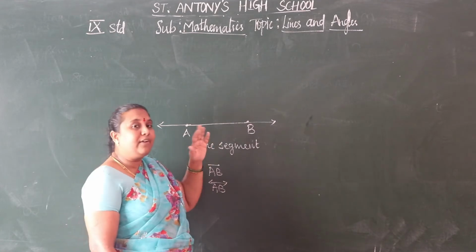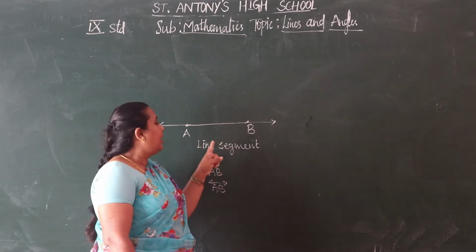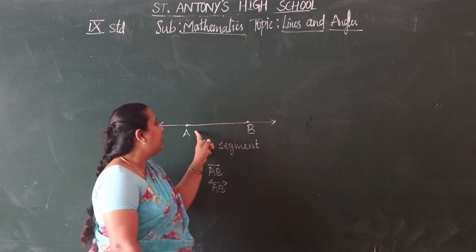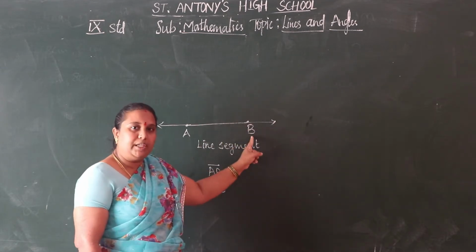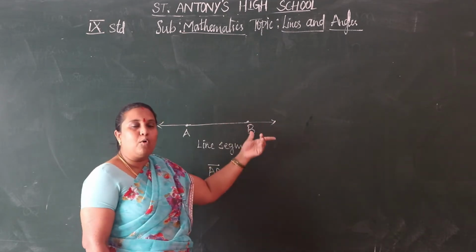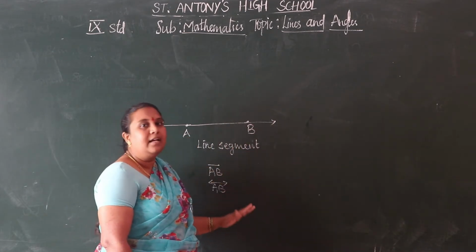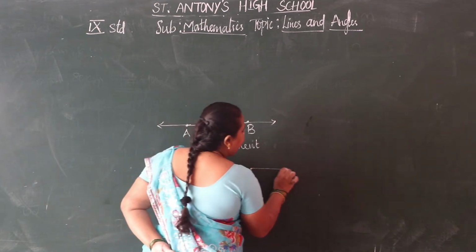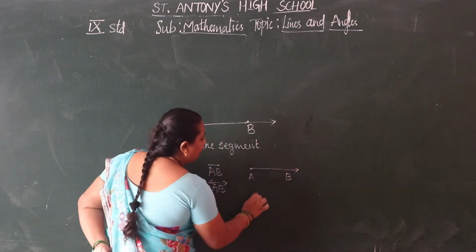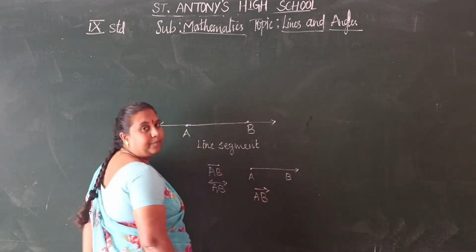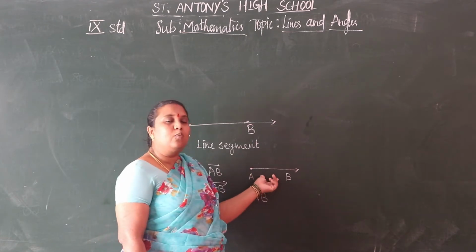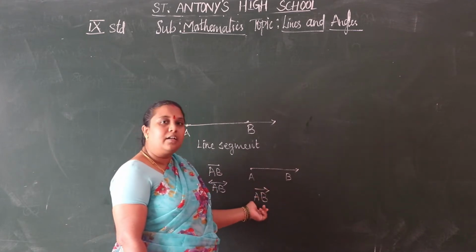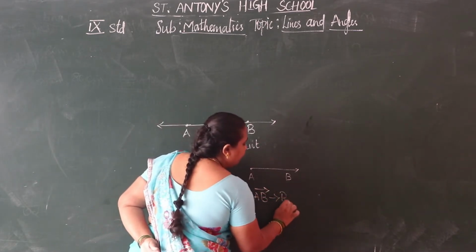Now, the difference between a line segment and a line. A line segment has end points, from here to here, that is A to B. But a line has no end points. It moves on both the sides. And if there is one end point, A, and on the other side it keeps moving through B, we say AB is a ray. A ray has one end point.